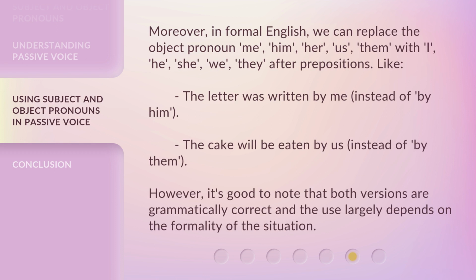Moreover, in formal English, we can replace the object pronoun me, him, her, us, them with I, he, she, we, they, after prepositions. Like, the letter was written by me, instead of by him. The cake will be eaten by us, instead of by them. However, it's good to note that both versions are grammatically correct and the use largely depends on the formality of the situation.